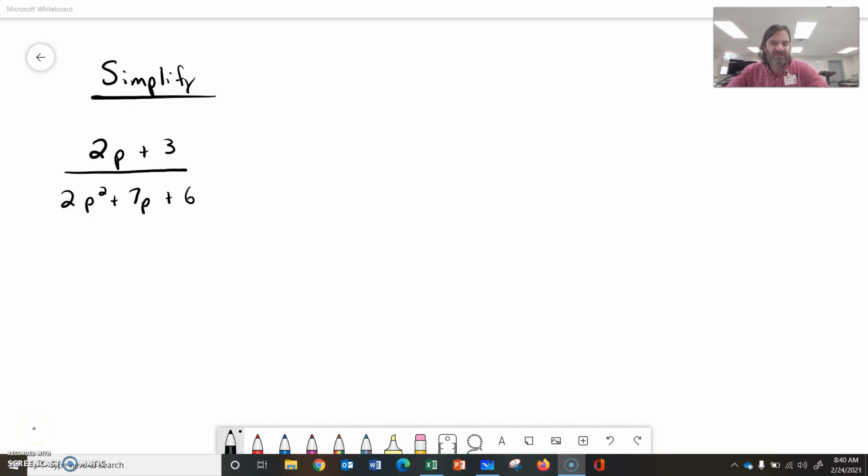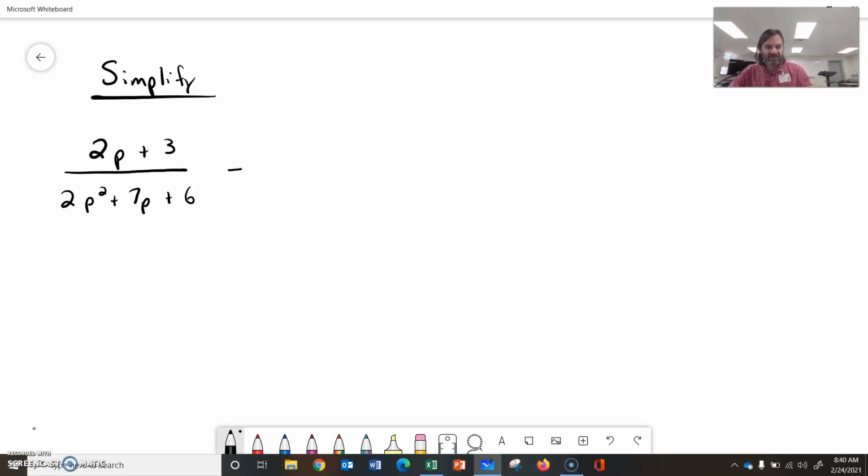Hey, we are simplifying rational expressions. We have one here. It's just one fraction. The numerator is 2p plus 3. The denominator is 2p squared plus 7p plus 6. So since it's just one fraction, we're going to see if we can factor anything out and cancel like terms out of the top or bottom.